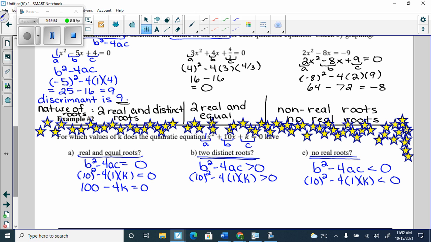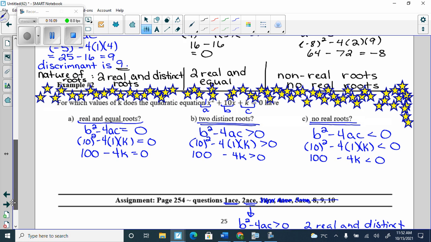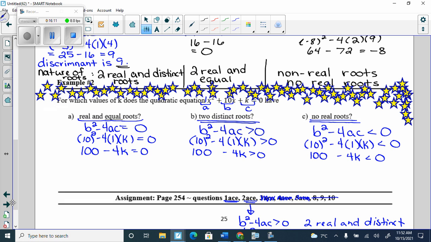Wait, they're all going to be the same. 100 minus 4K, but this one's going to be greater than 0. Oh, 100 minus 4K is less than 0. Let's solve the first one. What am I going to move first? 100. How am I going to move it? Subtract it, because right now it's positive. So we're going to subtract 100 over.